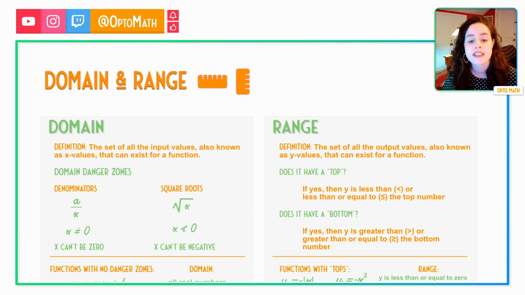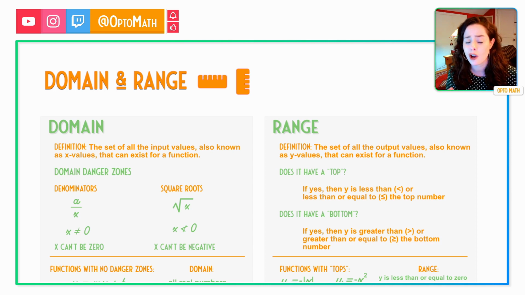Let's take a look at the definition for domain. The set of all input values, also known as x values, that can exist for a function. So it's basically what are you allowed to have as x values? That's your domain. And it's the set of all of those x values that are possible.